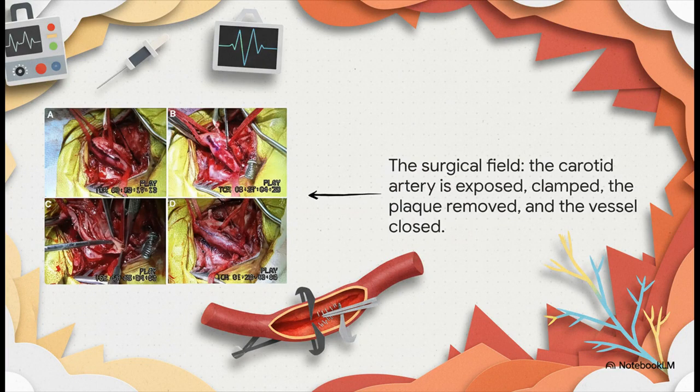The team decides to proceed with regional anesthesia. In the OR, the surgery goes beautifully. The artery is exposed, it's clamped, the plaque is meticulously removed, and the vessel is closed. Mr. Church stays awake, he's calm, and he's neurologically intact the entire time. But upon arrival in the recovery room, a brand new challenge pops up.